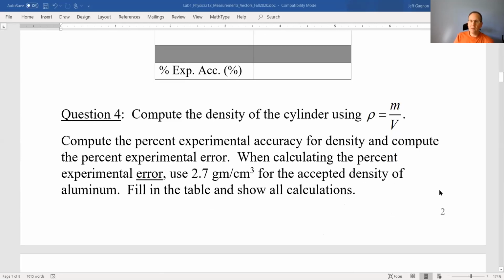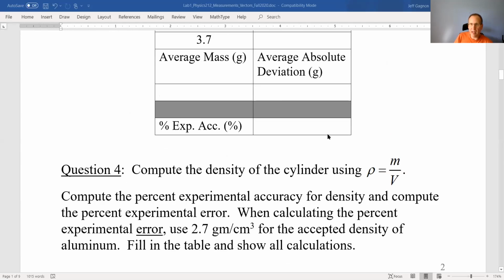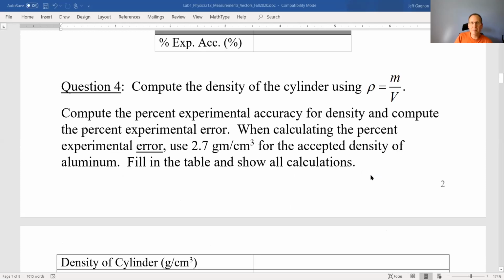Once you've done that, question 4 is compute the density of your aluminum cylinder. So given my data, it's experimental data. How do you do that? Well, you use your average mass from this table, the average mass divided by your average volume from a previous table, and that will give you the density.